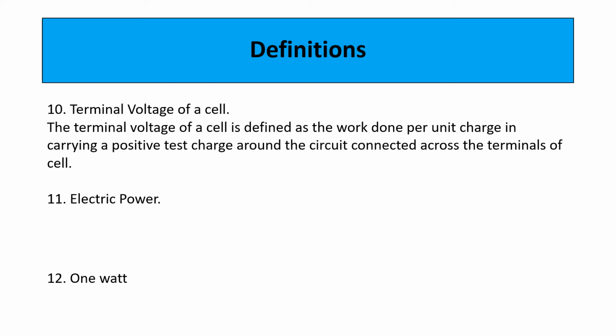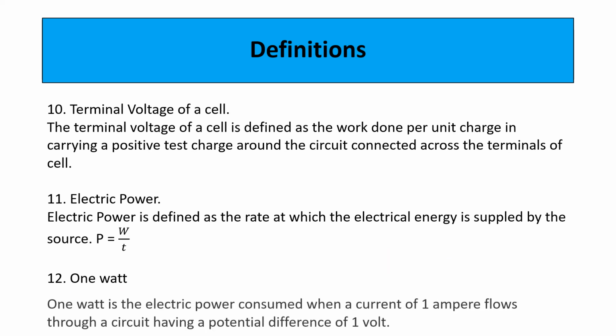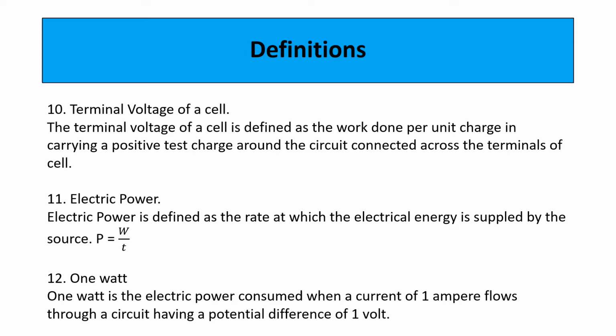Define electric power. Electric power is defined as the rate at which the electrical energy is supplied by the source. Energy is the ability to do work. P is equal to W by T. Also, P is equal to VI. If V is equal to 1 and I is equal to 1, P will be 1. Therefore, unit of power is watt. 1 watt is defined as the electric power consumed when a current of 1 ampere flows through a circuit having a potential difference of 1 volt.